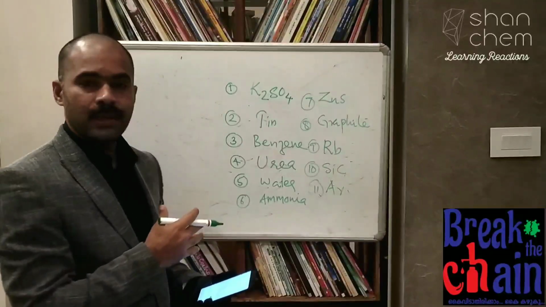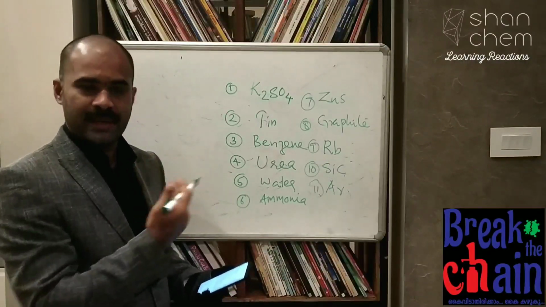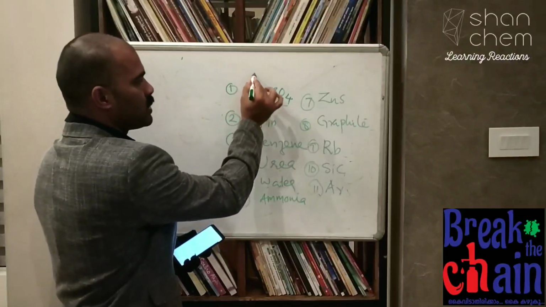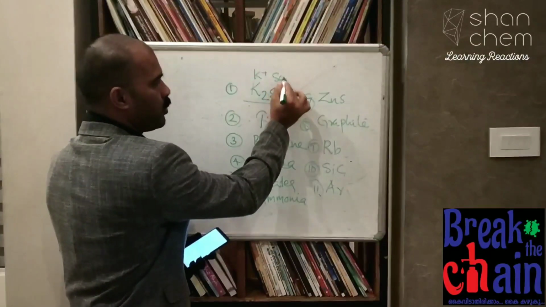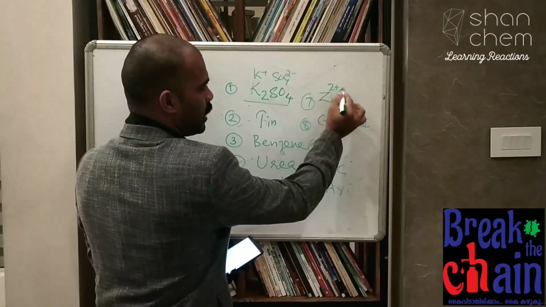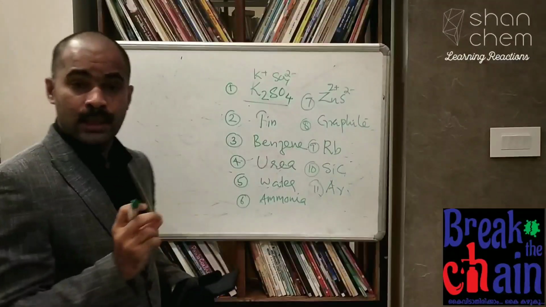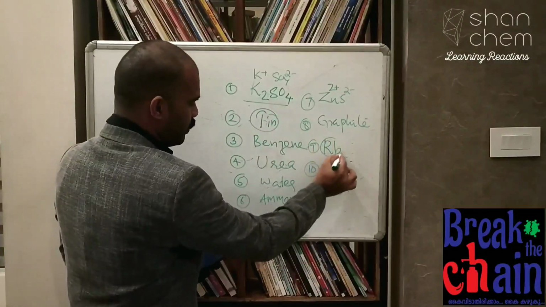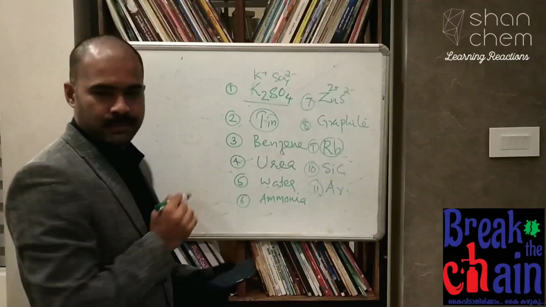We need to classify these crystals into 4 types. The first one is an ionic crystal, because this solid contains K plus ion and SO4 2 minus ion. Similarly, here also Zn 2 plus ion and S 2 minus ion. These two are ionic crystals. Then tin and rubidium are metallic.